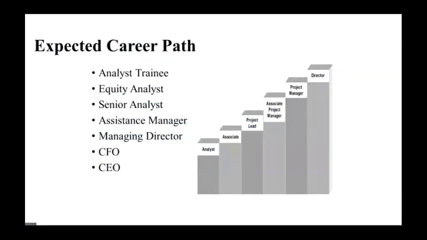Okay. For those of you who want to become analysts, this is how you start. You have the trainee, equity analyst, senior analyst, assistant manager, managing director, the CFO, the CEO. So you can rise like this. You can work in a company or you can work on your own. But I advise that you get some experience. The research team is usually made up of 2 to 5 people. You can come together and set up this kind of activity.